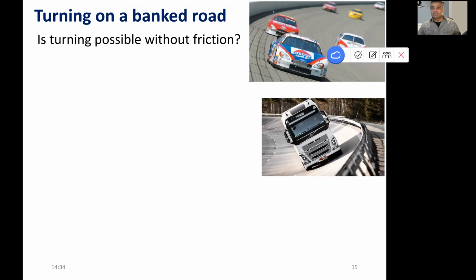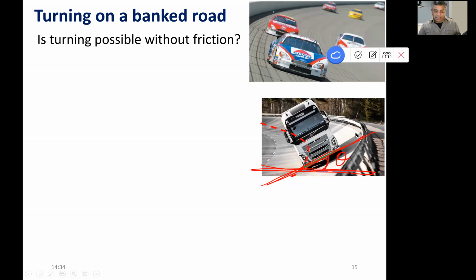Okay, so now if there is no friction, what do you do? If friction is not enough and you want to go faster, what do you do? You make the road a bit hard, what we call a banked road, okay? As you can see here. So in this kind of situation, this would be a flat road, but the road is tilted, banked. So this angle of banking is this, right?